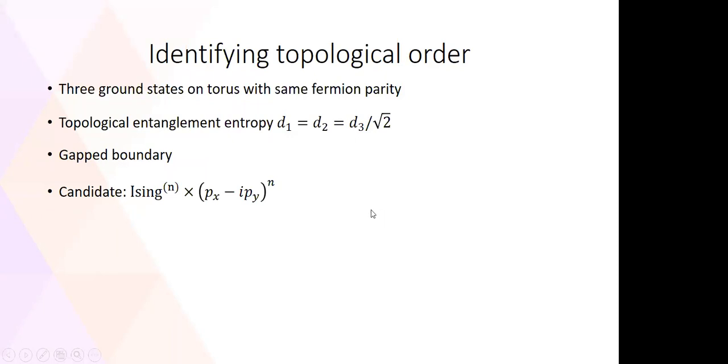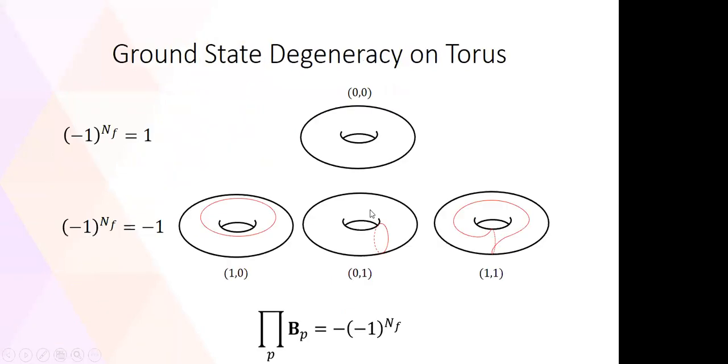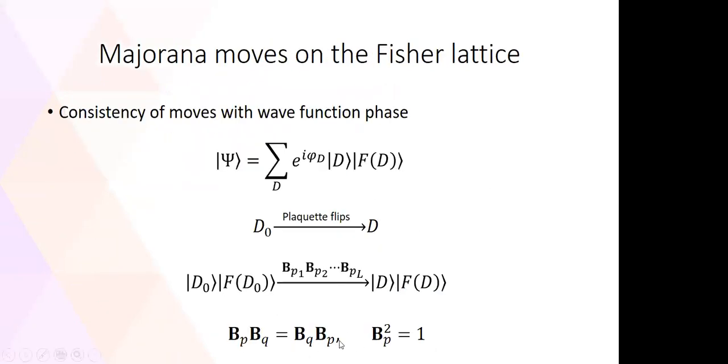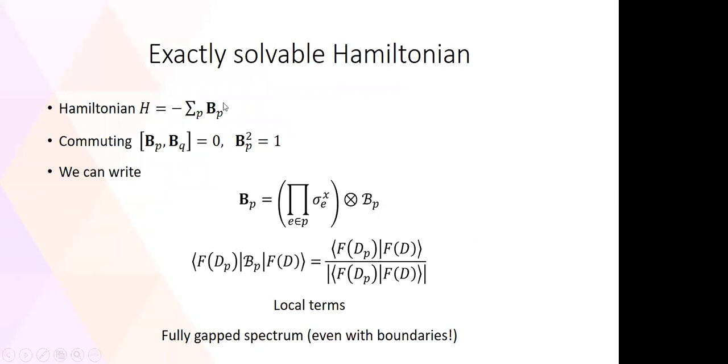So what did you ask, Nathaniel? So those B's can be chosen to all commute, you're saying, in the Fisher lattice. That's the point. Yes, yes. And they can be chosen to all commute in the Fisher lattice. And also you don't have the potential term because all plaquettes are flippable.